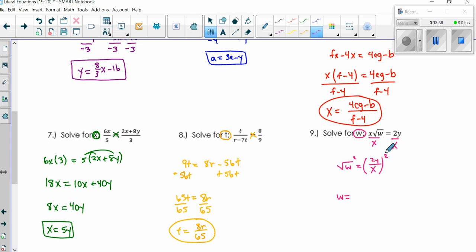And I can simplify this. Remember, I need to distribute to all 3. So 2 squared is 4, y squared, x squared. And that would be my final answer.